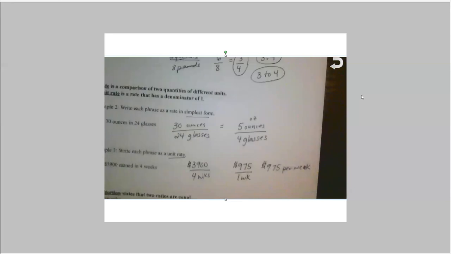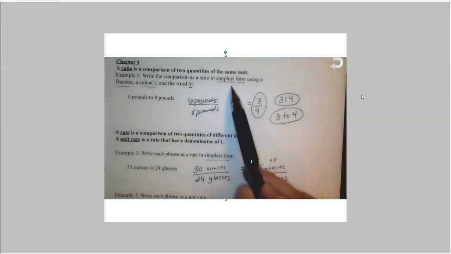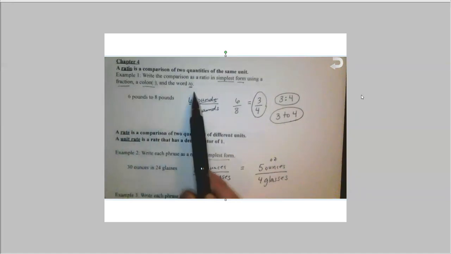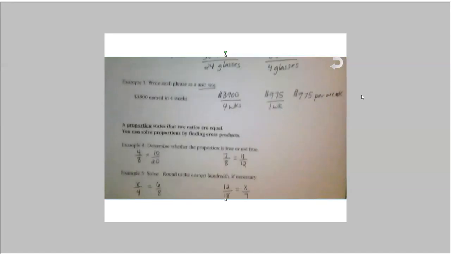Okay, so that's just some review of ratio, rates, and unit rate. Really the main thing to watch for, and the biggest mistakes that I see students make, is not reducing it completely or correctly, and not giving it in the form that it's asked. So just pay attention to that. All right, next definition is a proportion.